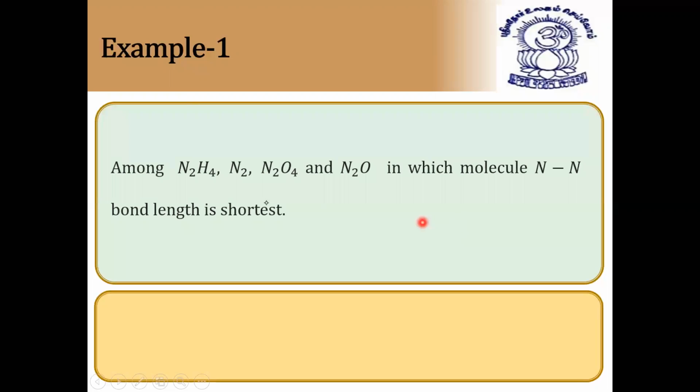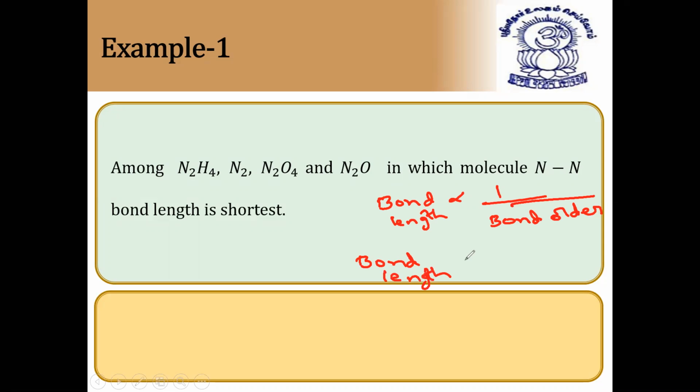Next example now. Among N2H4, N2, N2O4, and N2O, in which molecule is the N-N bond length shortest? The basic idea is that bond length is proportional to 1 by bond order. In simple words, if bond order is more, bond length is less. Also, we can write bond length is proportional to 1 by bond strength. Just note this down.